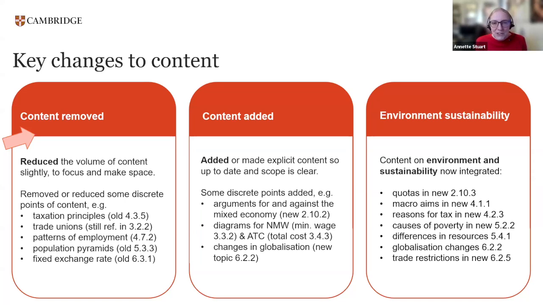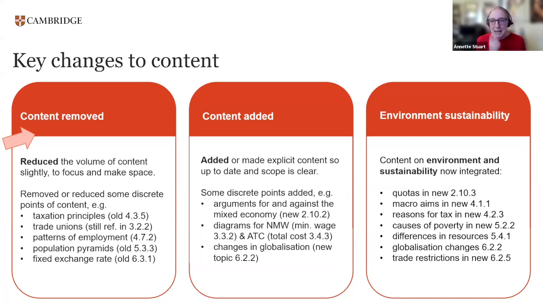So as you'll see, the discrete points here, for example, principles of taxation removed from topic 4. The trade unions topic, there's no longer a whole topic about that in topic 3, but there is still a reference to trade unions in topic 3. So candidates need to know what a trade union is, but not as much detail. Patterns of employment is no longer being assessed, nor are population pyramid diagrams or the definition of the fixed exchange rate. So they're just some examples of what's been removed. A small amount of content has been added.